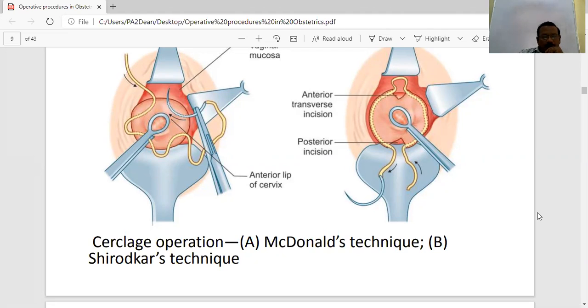Then coming to the Shirodkar technique, here also the procedure is almost the same, but we give a transverse nick with the knife in the cervical mucosa anteriorly and also posteriorly, and we pass a non-absorbable suture, either in the form of silk number 1 or black braided silk, and then we ligate it posteriorly. This is called the Shirodkar technique. Both the techniques work equally.